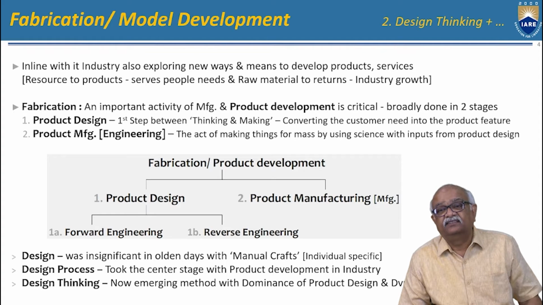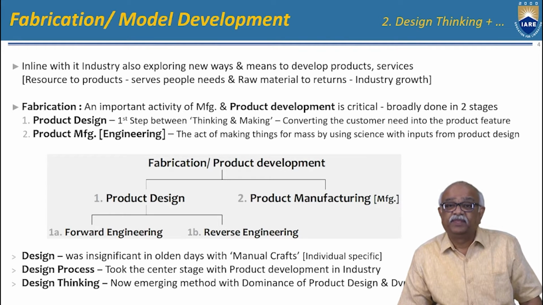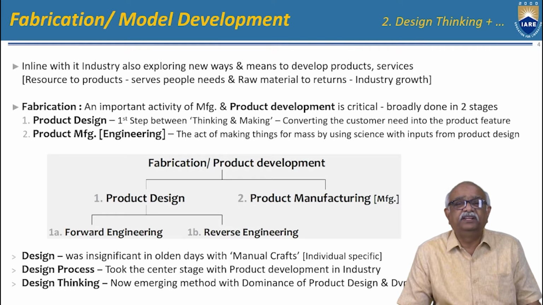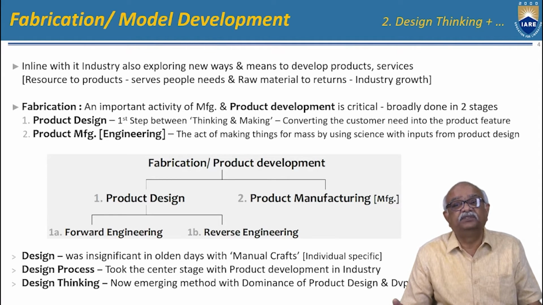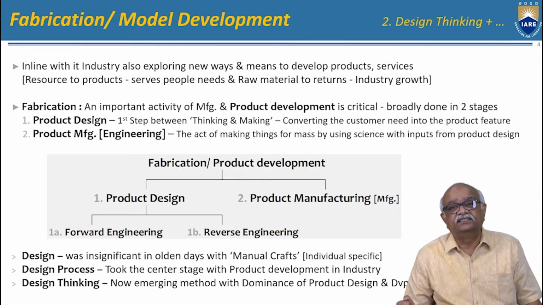In product design, the main thing is generating the idea, creating the need, converting the need into features. In the olden days, design was not very significant. It was just being done by a man with whatever knowledge he had. Later, the design process with industry took the main stage, and product development and design became the real activity which generates the starting point. Then design thinking is now emerging. With the changes in customer expectations, design thinking is nowadays taking shape.